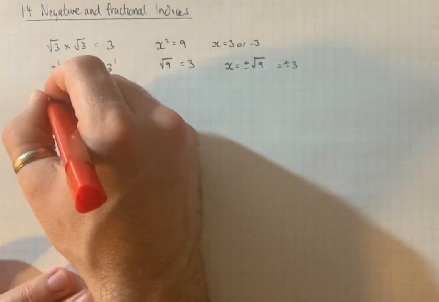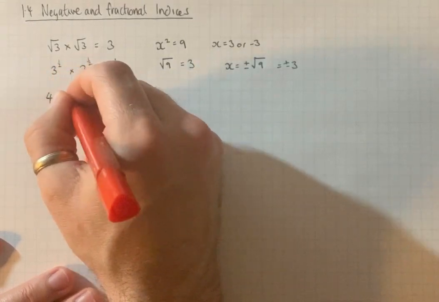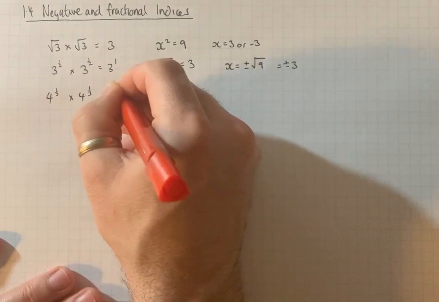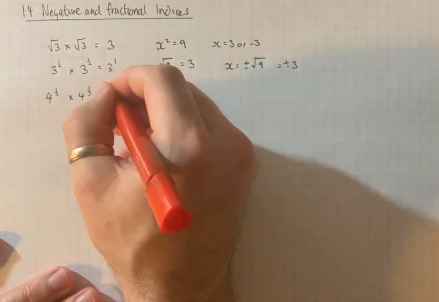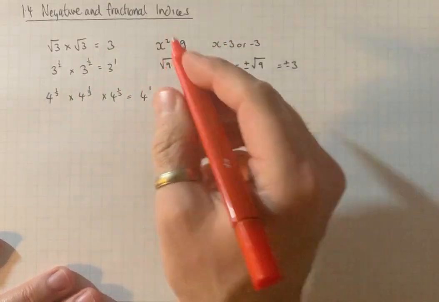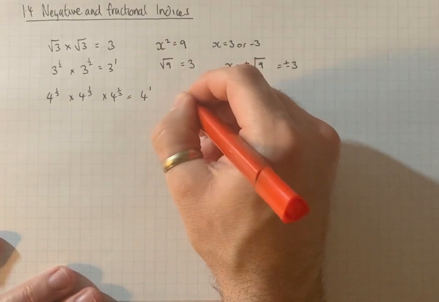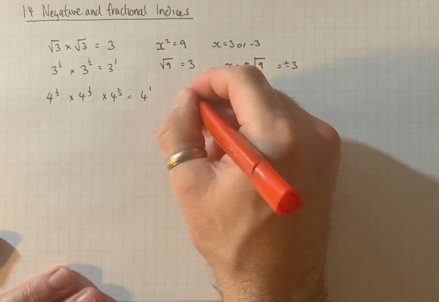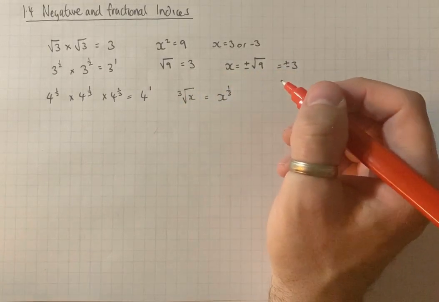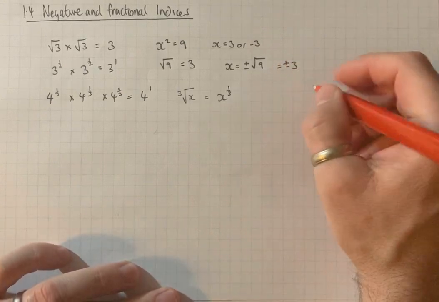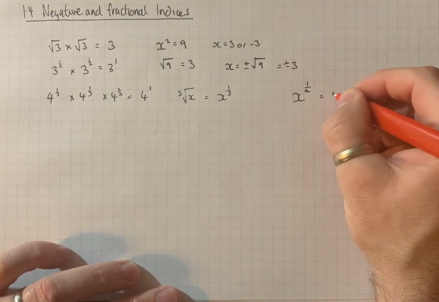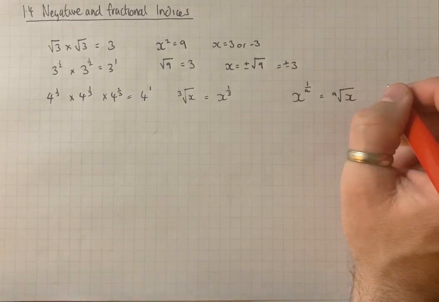So, you can extend this further as well. If we had, say, 4 to the third times 4 to the third times 4 to the third, when you add up the powers, a third plus a third plus a third is 1. So what times by itself 3 times is itself? Well, that's cube root. So we know power third means cube root. Okay, you can take that forward. If we have x to the 1 over 8, that will be the 8th root of x.